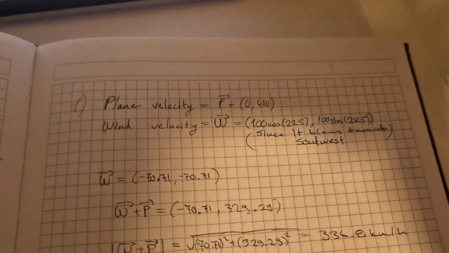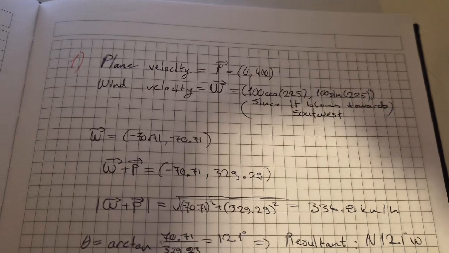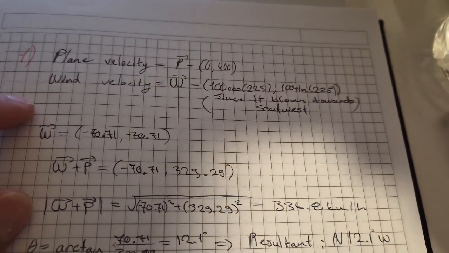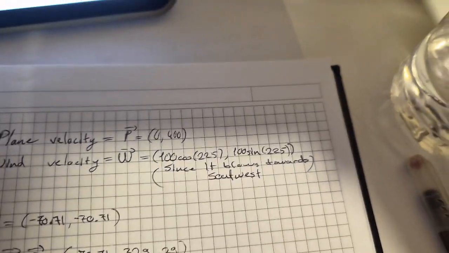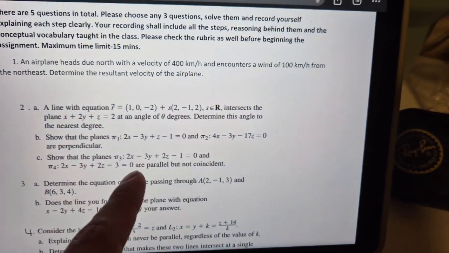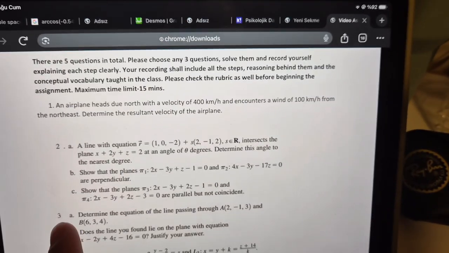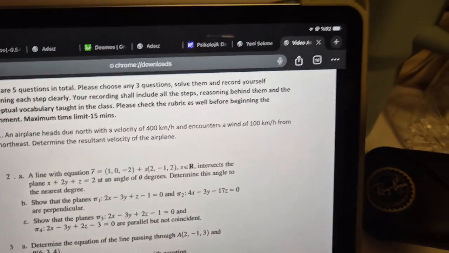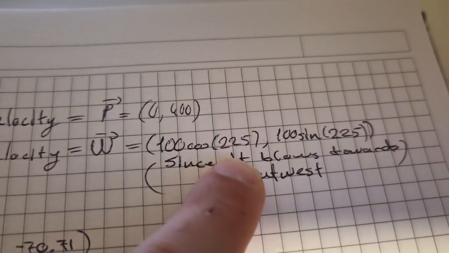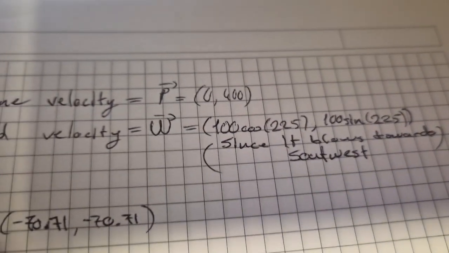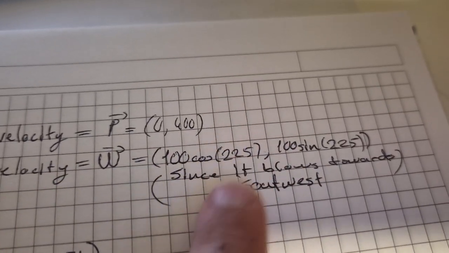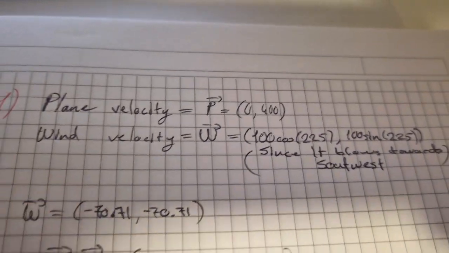So first we have to find the magnitude of the plane's velocity and the wind's velocity. We write down the values, and since the wind is coming from the northeast, it goes towards the southwest. Therefore it has an angle of 225 degrees. This is how we find the components of the wind's velocity.